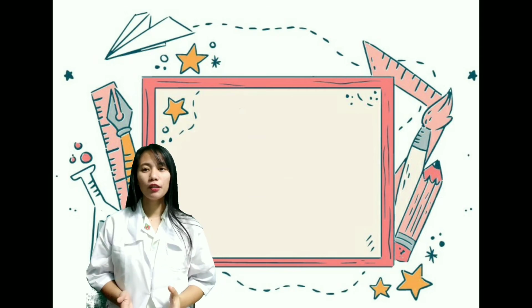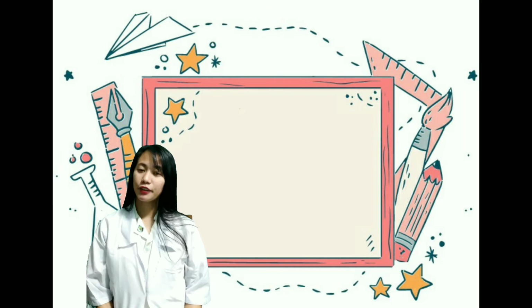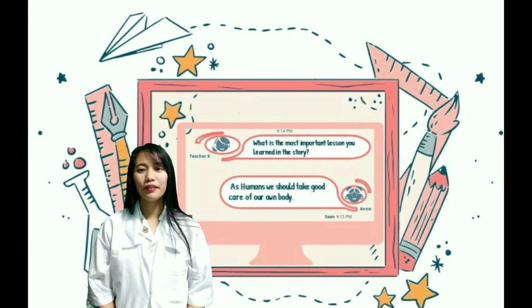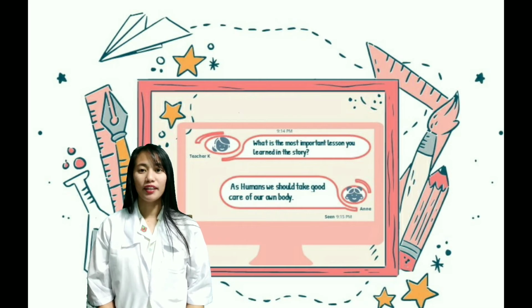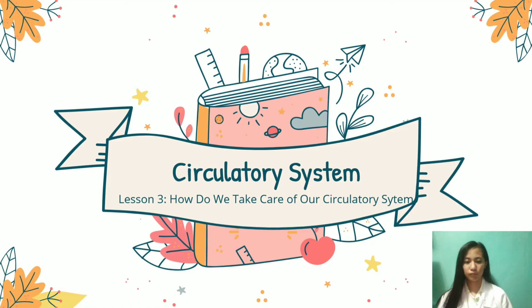For an additional question, class, what do you think is the most important lesson in the story? Very good, Anne. As humans, we should take good care of our own body. So, to elaborate more about our topic for today, let us now discuss Lesson 3 entitled How Do We Take Good Care of Our Circulatory System?